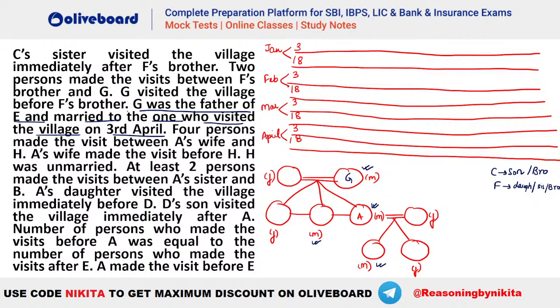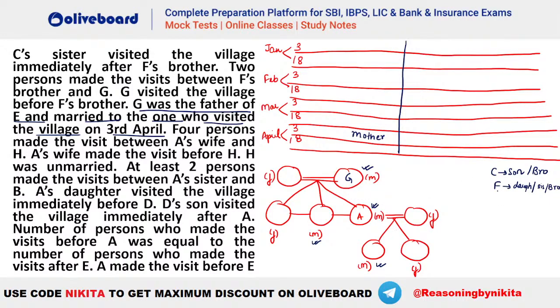Okay. So, that means who is visiting on 3rd April? Can anybody tell me who should be the person visiting on 3rd April? So his wife is visiting on 3rd April, right? So G is the father of E and married to the one who visited the village on 3rd April. That means 3rd April has to be the mother here, isn't it? So 3rd April should be the one who is visiting on this particular day. So that means 3rd April has to be the mother with respect to A, right? Mother of A here. We will write every relation with respect to A here. Okay, mother of A.